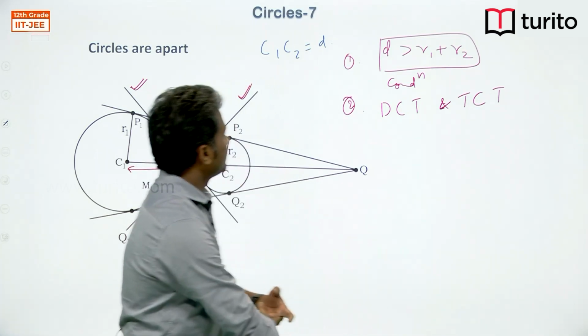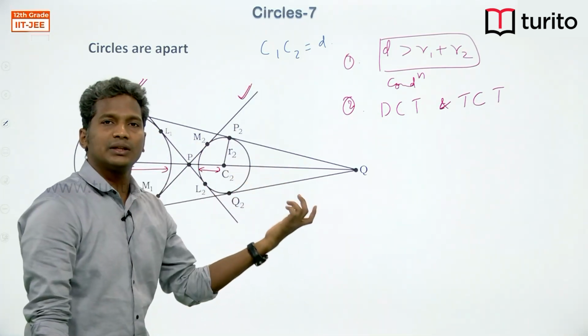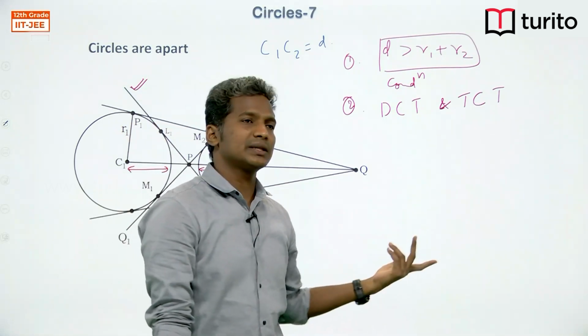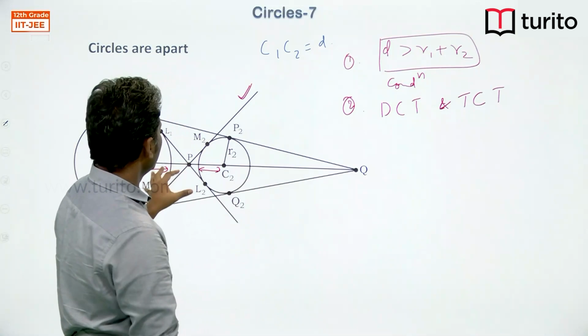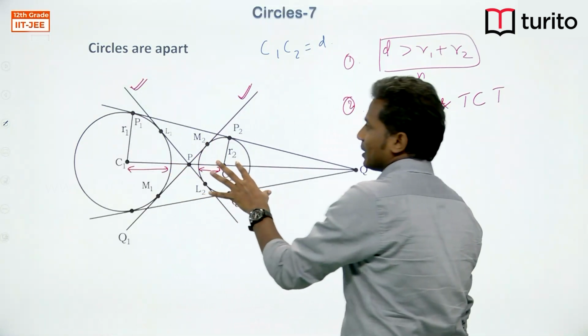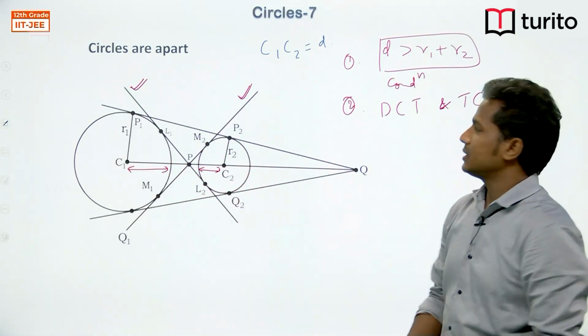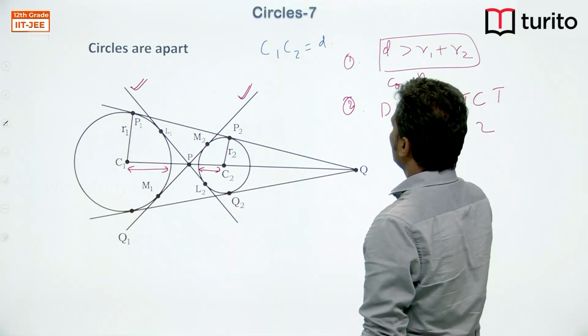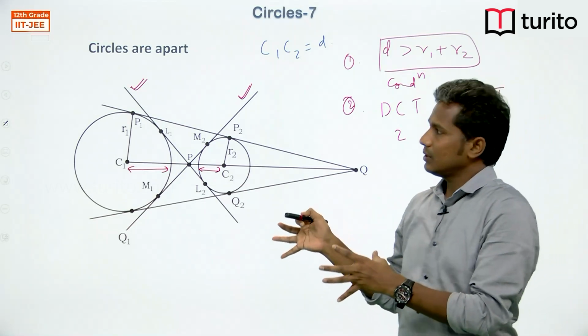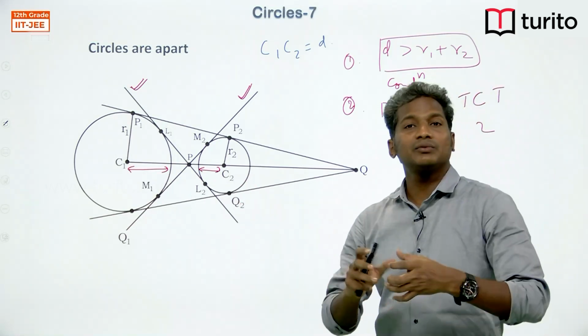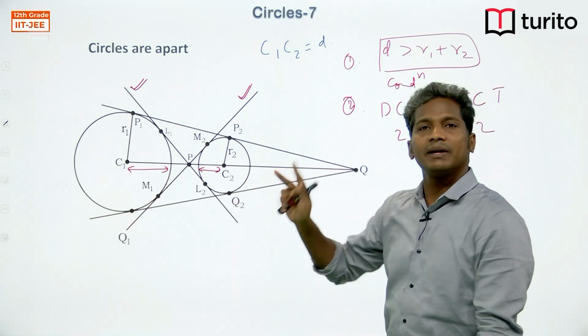When you look at the terminology, generally you will understand whether it is the direct one or the transverse one. So in this particular case, there are two transverse common tangents and two direct common tangents. For a different scenario, a different relative position, the numbers may vary.